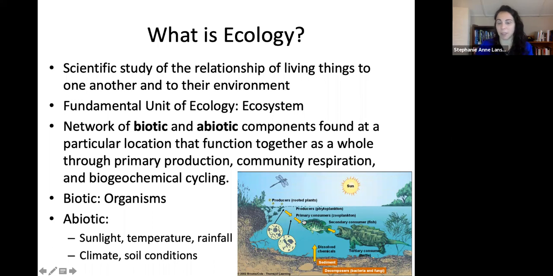So our biota is going to be our organisms, where again, we have producers, we have primary consumers, secondary consumers, tertiary consumers. We have waste coming down, sediments, decomposers, and that system goes on. And then it's also the abiotic components. So the sunlight, the temperature, the rainfall, the climate, the soil conditions that affect the ecosystem.